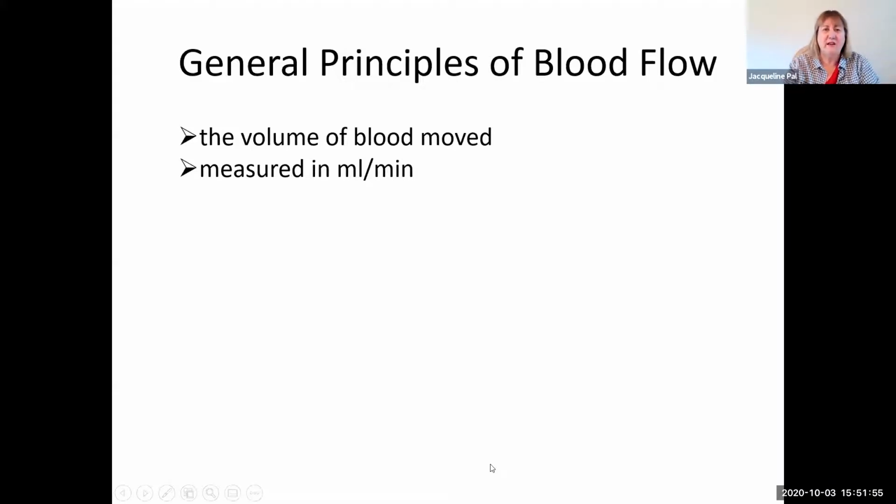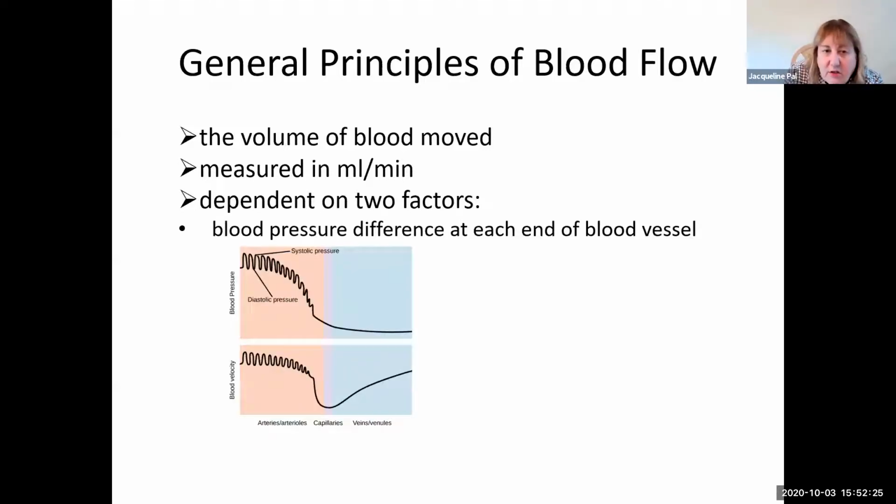Generally, when we're talking about blood flow, we're talking about a volume of blood that is moving from place A to place B. And so we would measure that in milliliters per minute. We can use how much is moved at any one time and multiply it by how many times that happens in a minute in order to determine how many milliliters move in a minute. And this is going to be dependent on two different factors.